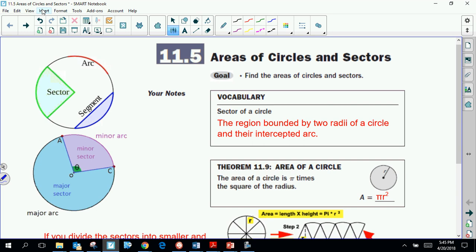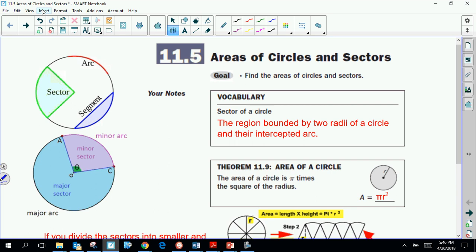So every time I make a sector in a circle, it's going to be divided up into the minor sector and the major sector. Most people have a tendency to think of the sector of a circle as the minor sector, but when you divide it up into even one sector, there's going to be two parts of it, a minor one and a major one.